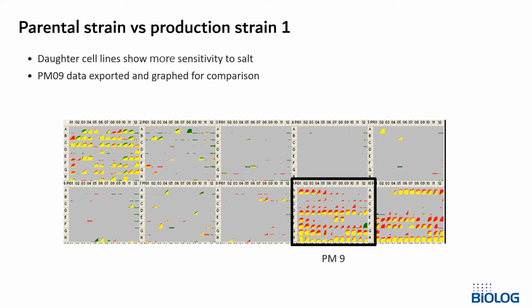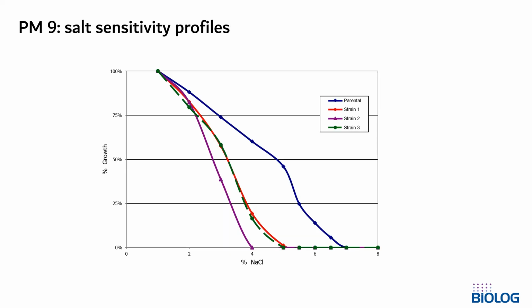The client wanted us to continue testing the daughter cell lines to find out more metabolic information if we could. So we found that all the daughter cell lines, when we compared them, showed increased sensitivity to salt. So we exported the data and compared it side by side in a graphical format. And you can see easily that the daughter cell lines had become more sensitive to salt than the parental strain.